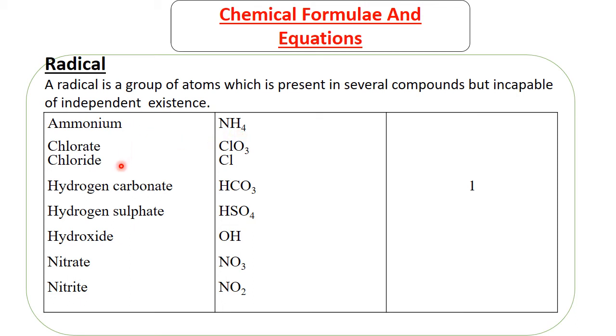Ammonium, chlorate, chloride, hydrogen carbonate, hydrogen sulfate, hydroxide, nitrate, nitrite. All these, you have to master their symbols and their valence. The valence is 1. Their symbols are these. There are more radicals with different valences. In the notes, they are all there. So that's just a bit of an insight, because mastering this is not a joke. You need to put in work, but with time you get used to knowing what the valence of, for example, hydrogen carbonate is.